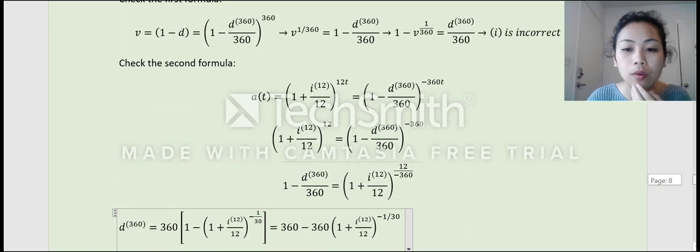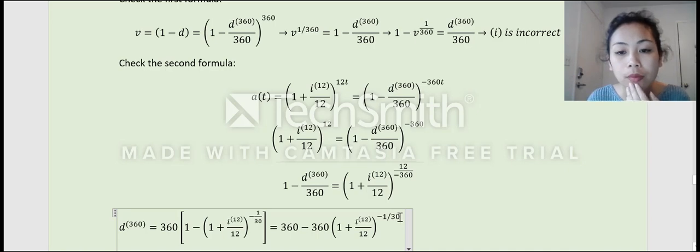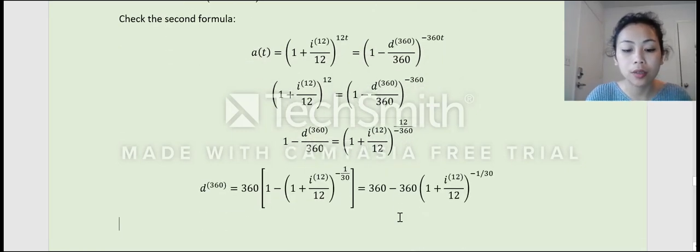Hold up. It's still not the same, because the power here is negative 1 over 30, not negative 30. So this formula is not correct. Now we check the last formula.